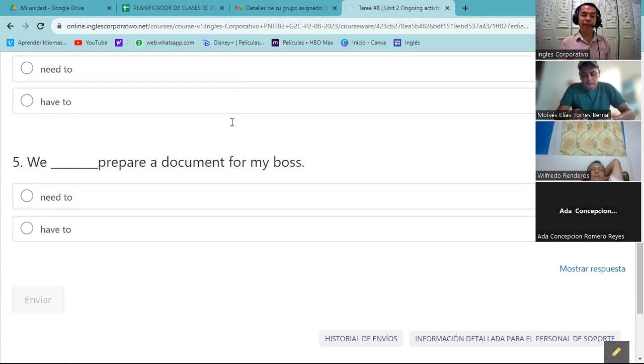Okay, and number five, prepare a document for my boss. También está. Ambas son correctas, pero hay una que le tira más. No las puedo decir porque, ¿verdad? A menos que alguien me ofrezca una semita aquí en el grupo, yo les digo la respuesta.